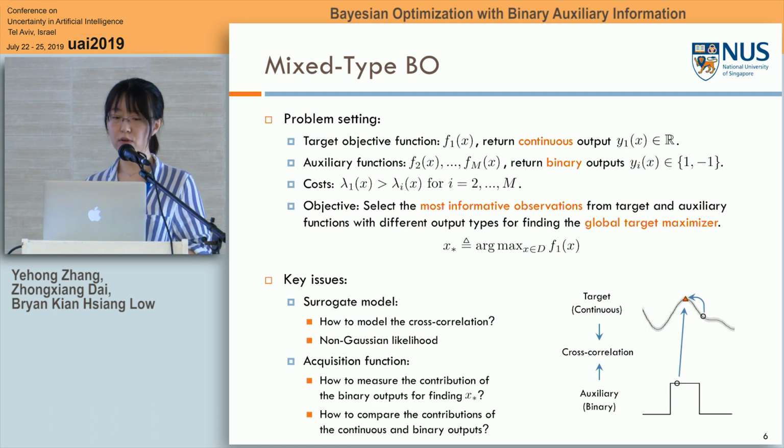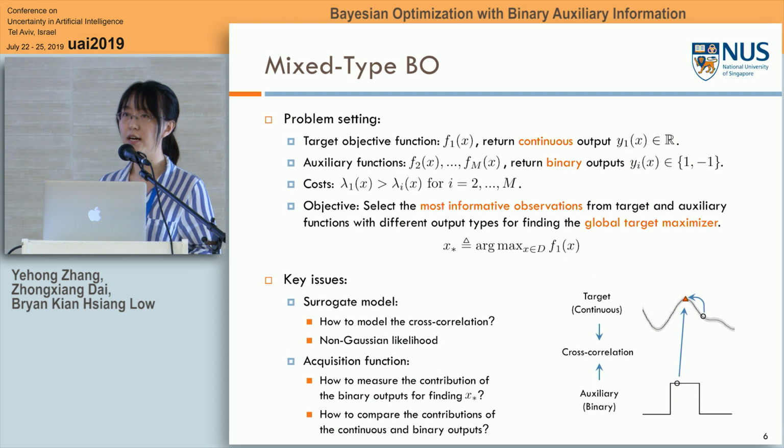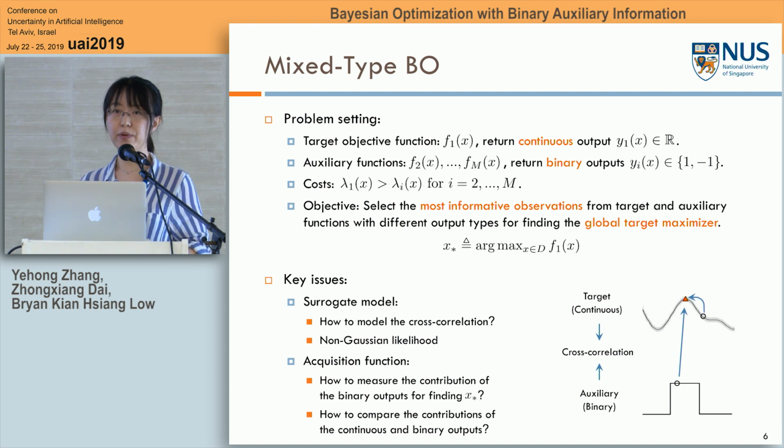Then the other issue is about the acquisition function. Because in the mixed type BO, the acquisition function will be used to select which input and which function we will evaluate in the next step. So the acquisition function should be able to measure the contribution of the binary output for finding the target maximizer X star. And also, to decide which function to evaluate, this acquisition function should be able to compare the contributions of the continuous and the binary outputs. Next, I will give some idea about how we resolve these issues in our work.